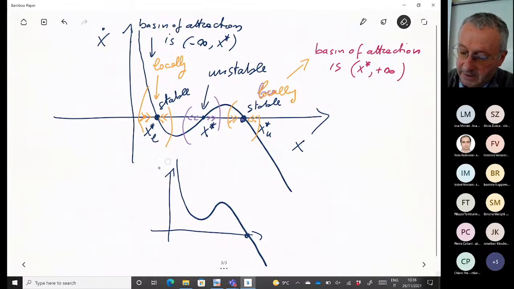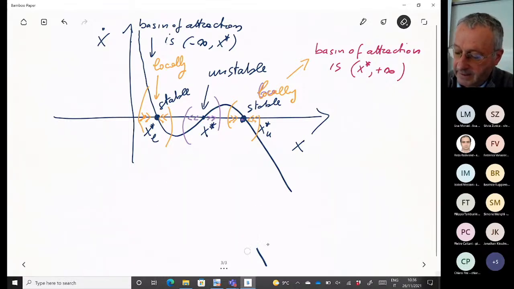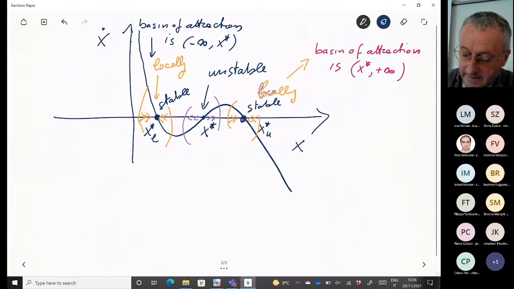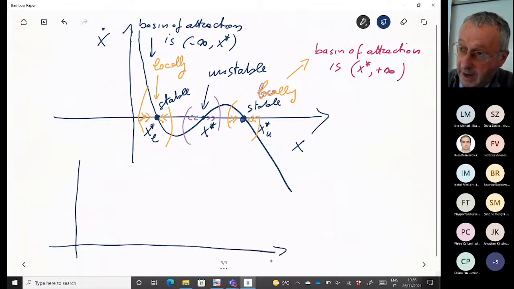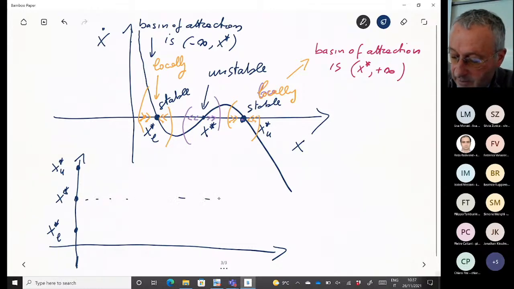We have three steady states, so three levels of the variable x star: x star upper and x star lower. X star upper and x star lower are stable, and this is unstable. So if we start on the right, above x star, we will have a qualitative behavior like this.